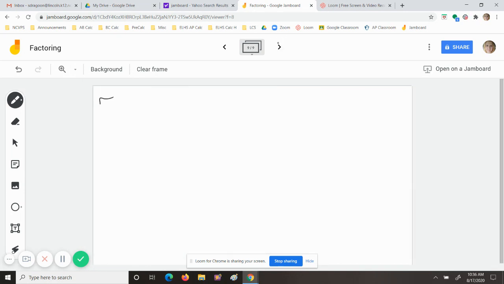All right, let's try another one. Let's say we have, we'll do some negatives this time, 2x squared minus 7x minus 4. Again, three terms. You can't factor anything out, and both of them are not perfect squares. So we're going to use our other method.